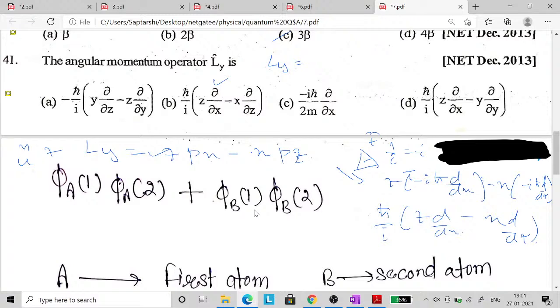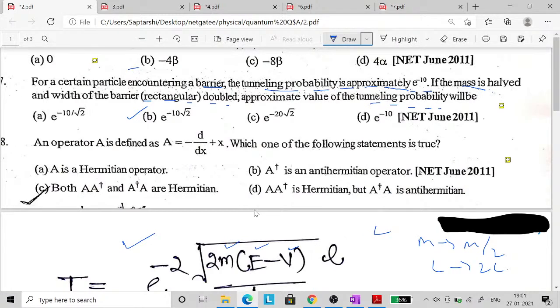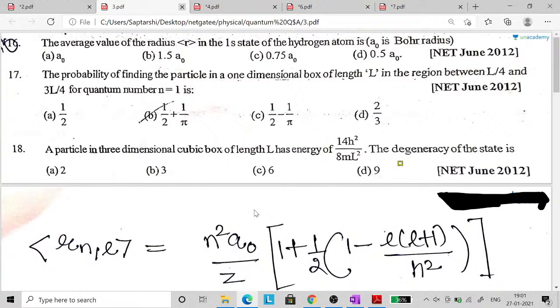Okay, we have done this. I had told you that I will talk about Hermitian operators, so let us talk about that. The other parts are done, so I'm just cancelling the other parts.